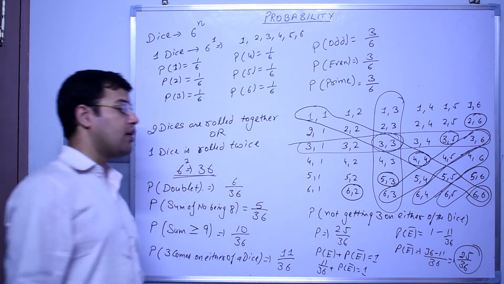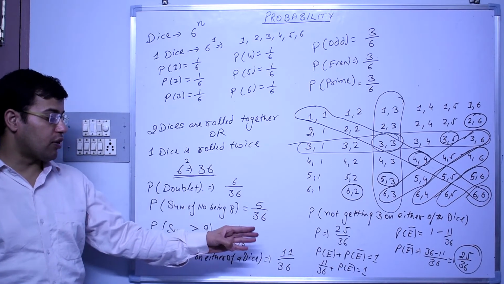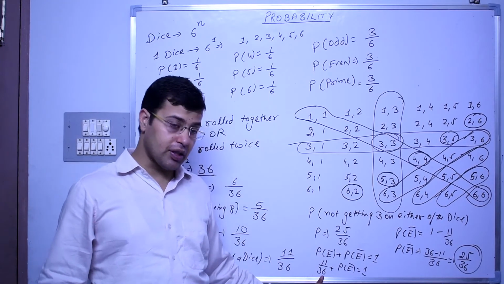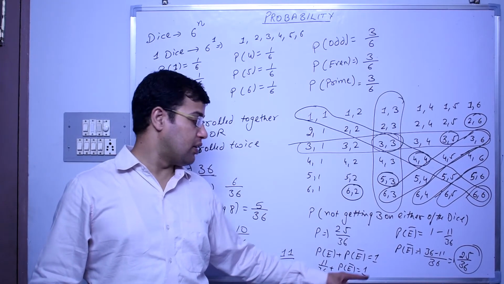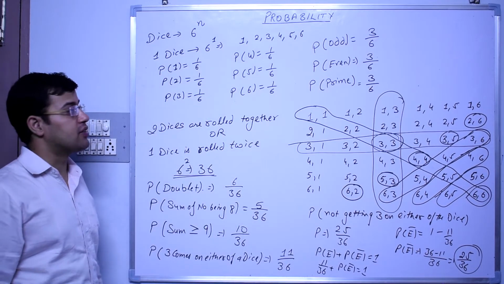This shall be 25 by 36. So you can either count them or put them in that formula, that probability of E plus probability of not E is 1. If probability of getting a 3 was 11 by 36, then probability of not getting a 3 will be 1 minus that, which becomes 25 by 36.